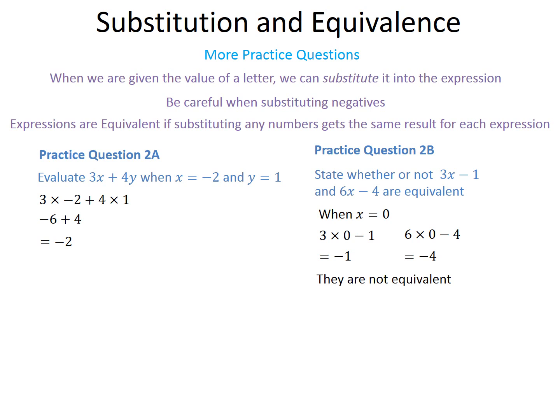And of course on this one, because I picked 0 and they weren't the same, I didn't have to pick anything else. You might have picked a number where they actually turned out to be the same. When you tried the second number, you would have found it doesn't work though. So you'd still be able to work out they're not equivalent there.